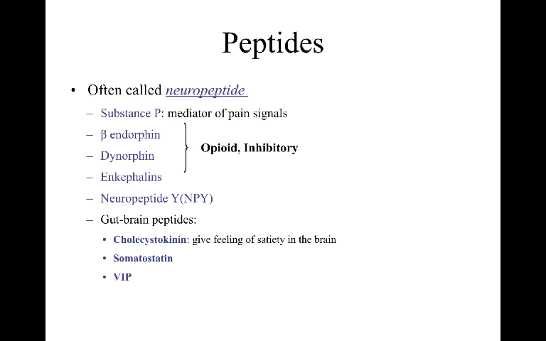The first neuropeptide that I want you to know is called substance P. P stands for pain. It's a mediator for pain signals. When you feel pain, the majority of the time it is because of the release of this substance from the cells or from the neurons. Beta endorphin, dynorphin, or enkephalin are also neuropeptides.